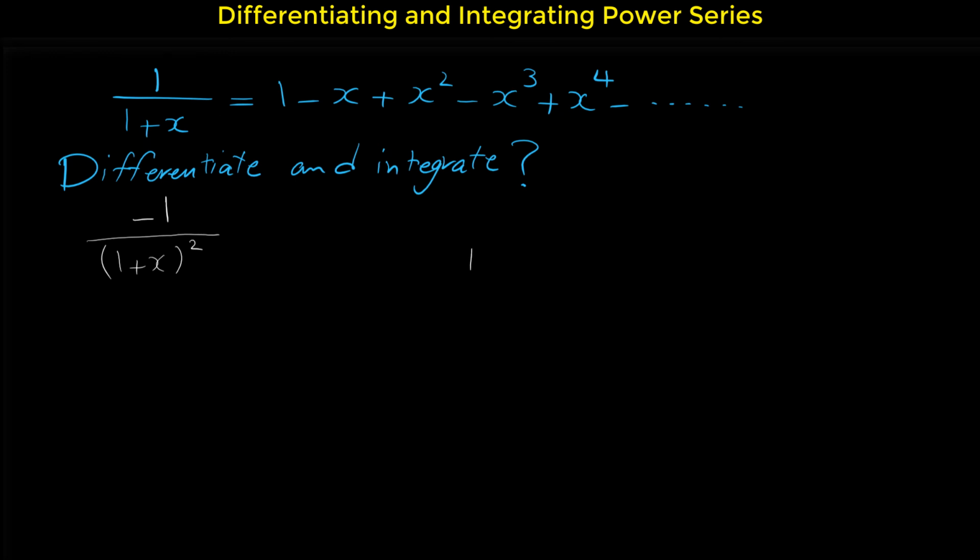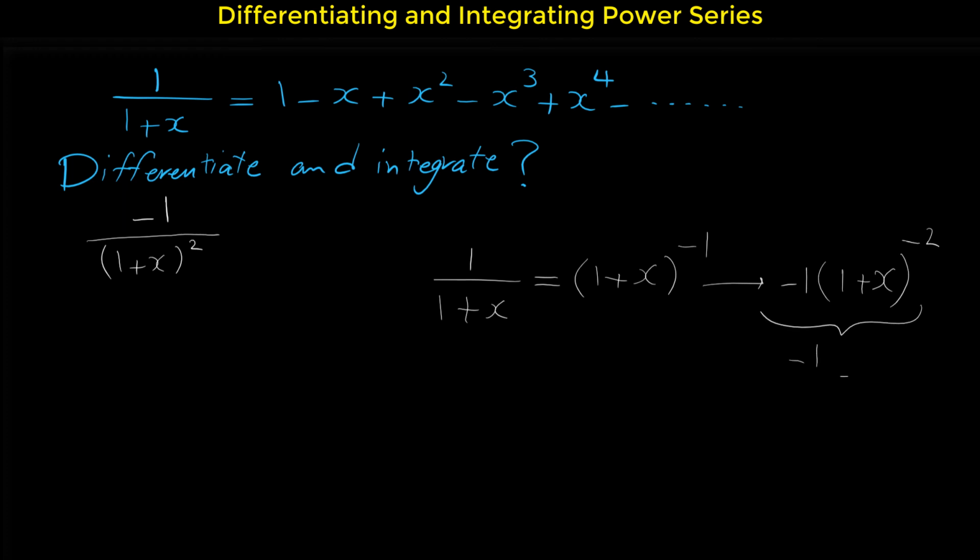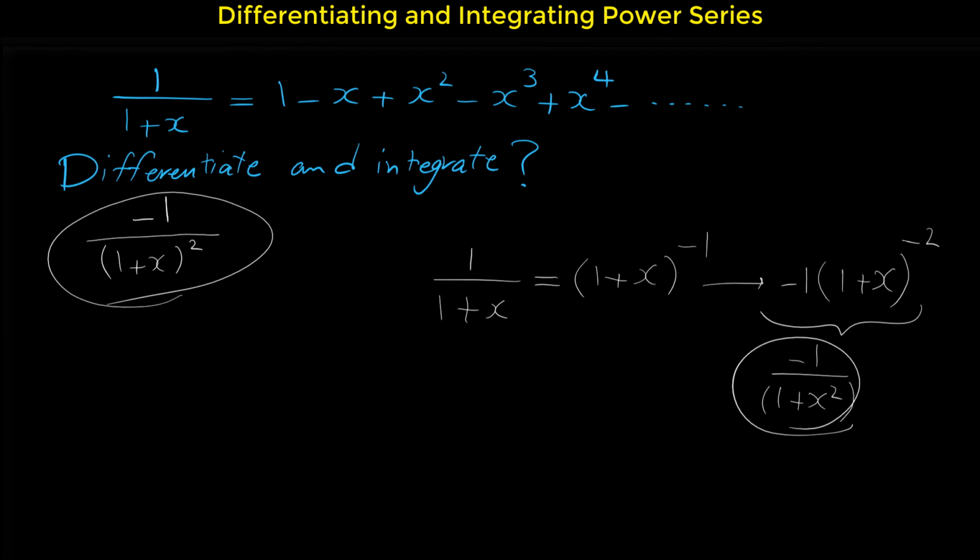Another way that you can find derivative of 1 over 1 plus x is to write this as 1 plus x to the negative 1 and use the power rule for finding derivative of this expression. Bringing the power down, derivative is negative 1 times 1 plus x to the power of negative 1 minus 1, which is negative 2, which you can write as negative 1 over 1 plus x squared. This is the same answer.